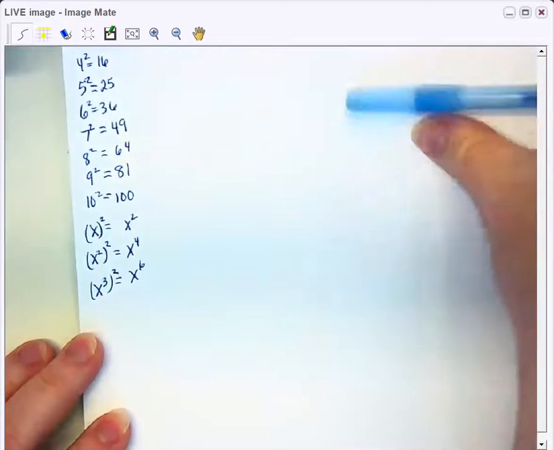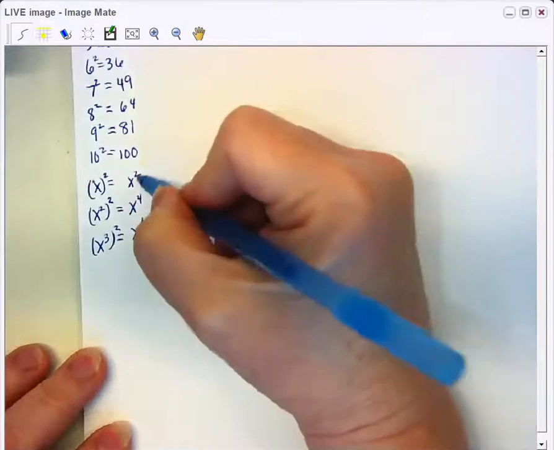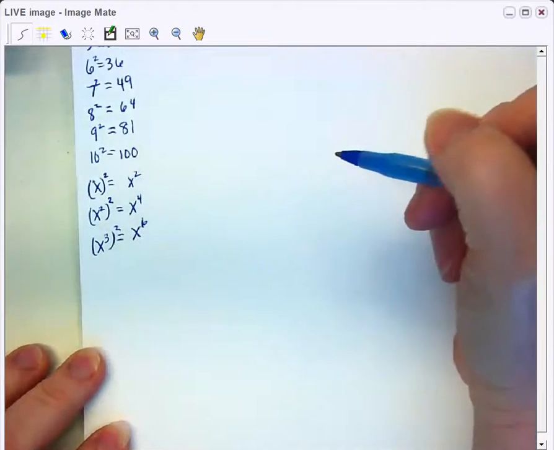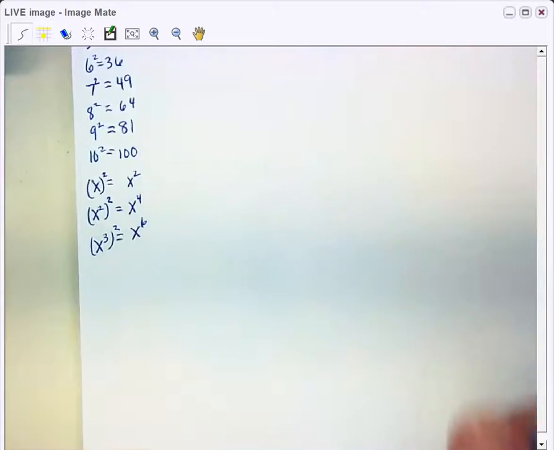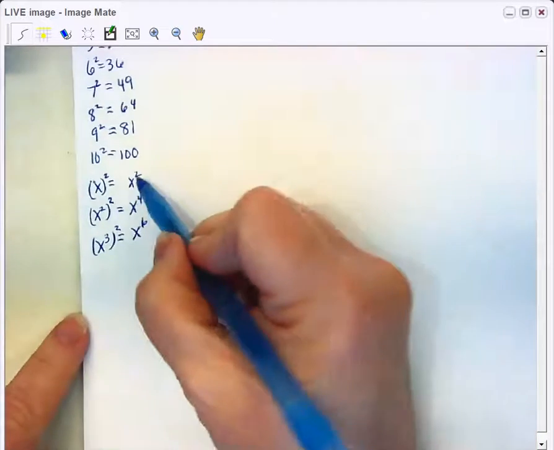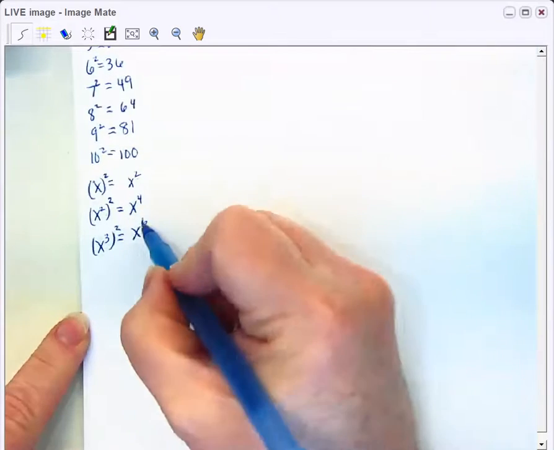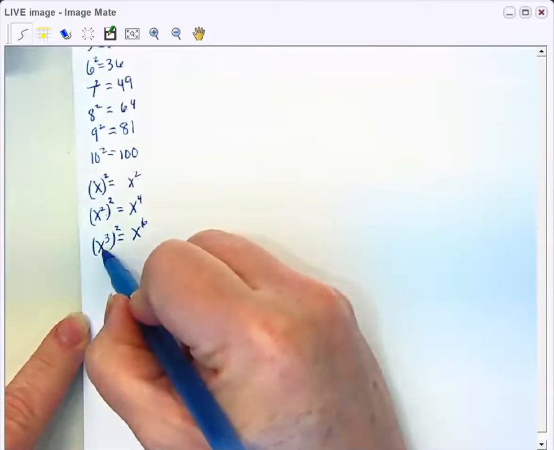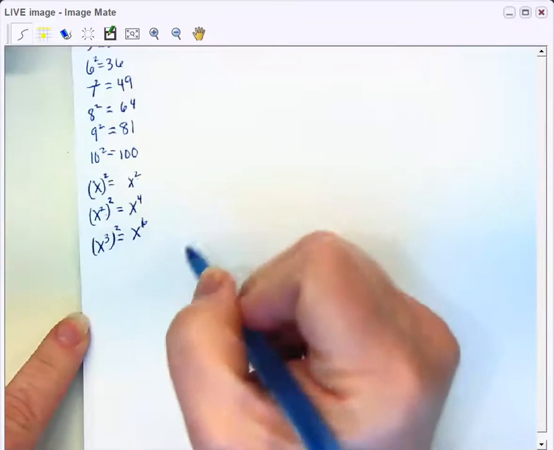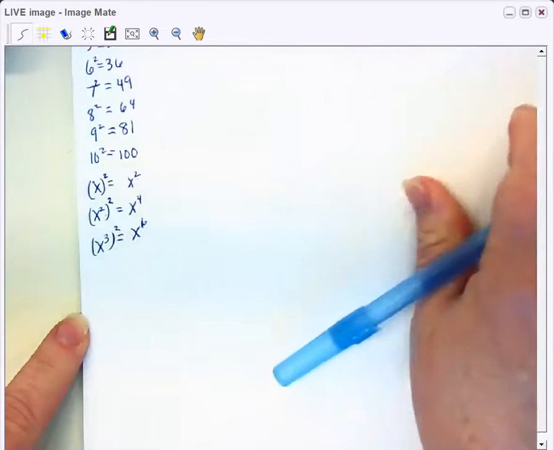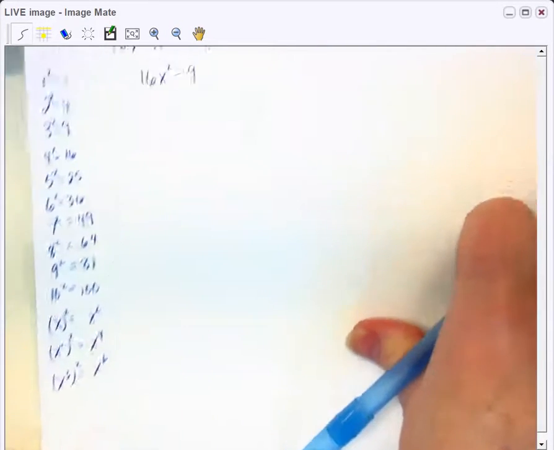And here's the pattern that I want you to see. Any even exponent is a perfect square, because all you have to do is divide them by 2 to figure out what you had. 4 divided by 2 is x squared. 6 divided by 2 is x to the third. So this is what you know that you squared in order to get it. Okay. So let's go back to this.